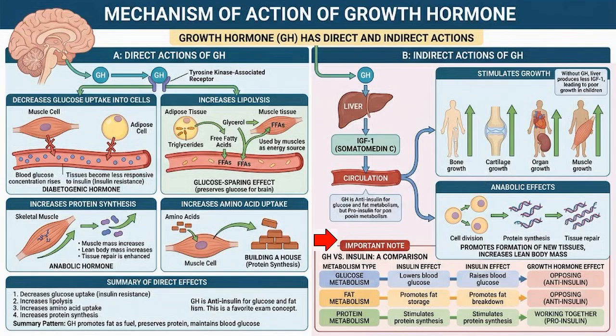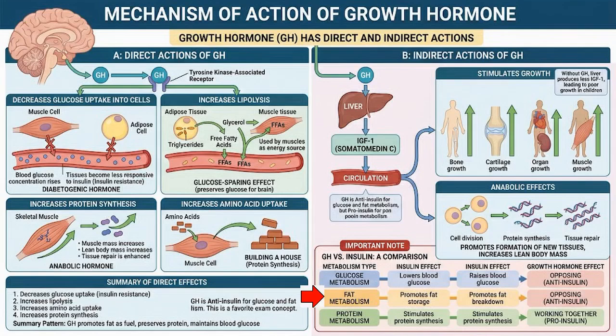Important note: GH counters the effects of insulin on glucose and lipid metabolism but shares insulin's anabolic effects on protein synthesis. This sentence is very important. Let's break it down. On glucose metabolism: insulin lowers blood glucose. Growth hormone raises blood glucose. Therefore, GH opposes insulin. On fat metabolism: insulin promotes fat storage. Growth hormone promotes fat breakdown.